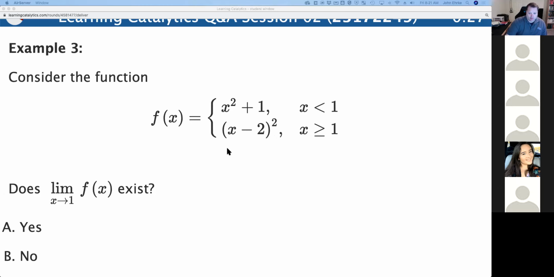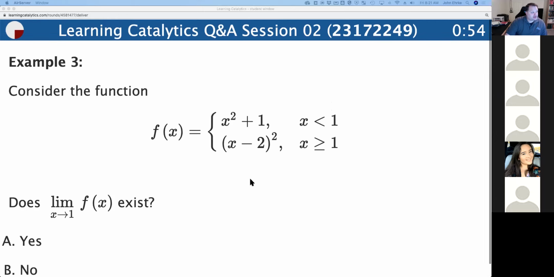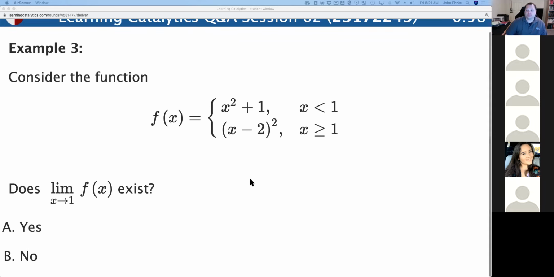So the limit at 1 would be, well, I don't want to give it away. Basically you change over at 1, right? So you've got the function on the left and you've got a different function on the right, and they change over at 1. And so we have to figure out whether or not this limit exists at 1. All right, this should not take very long, so I'll give us about a minute here, and then we'll see where we're at and go from there.